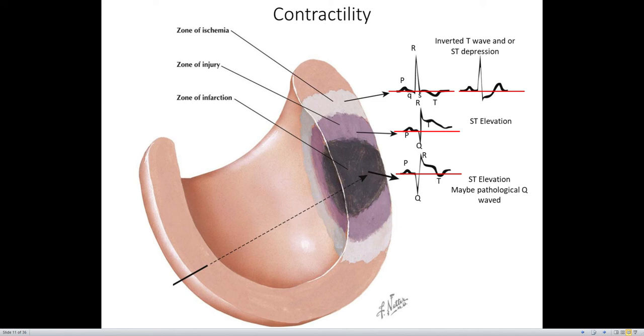So again, myopathies, hypertrophies, myocardial ischemia, injury, and infarction all can impair contractile function and therefore decrease stroke volume.